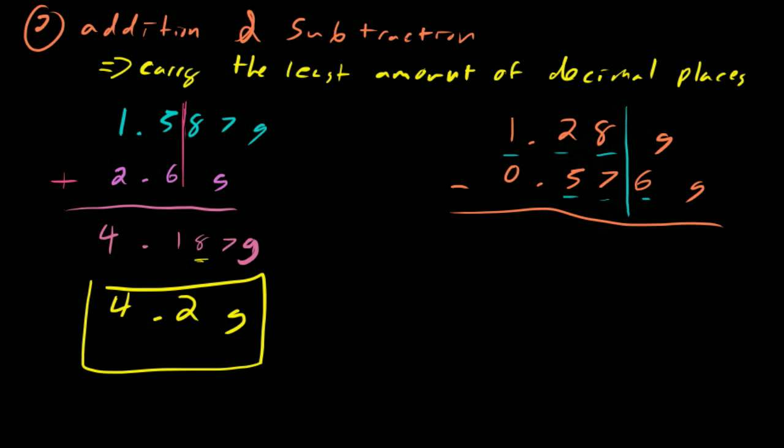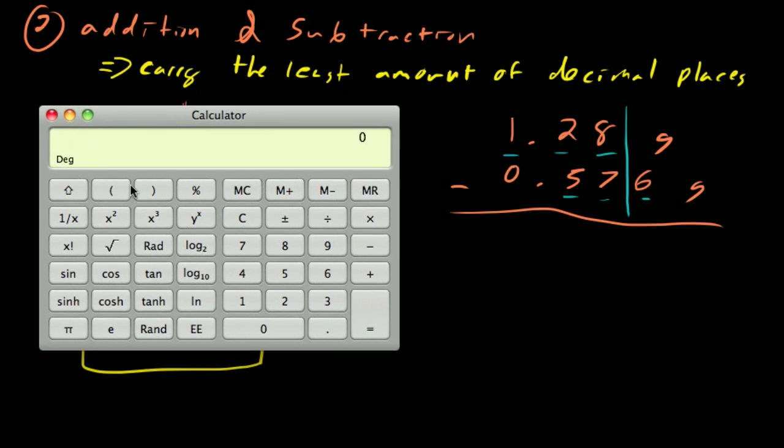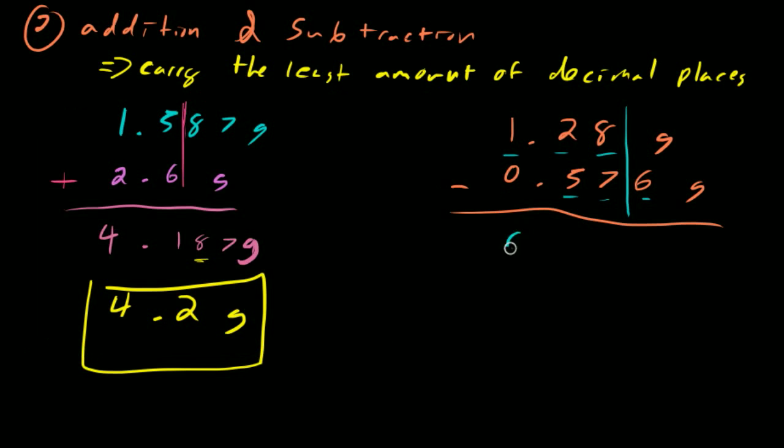So let me get out the calculator again. 1.28 subtract 0.576. So we get 0.704 grams. The only thing, though, is that we can only have 2 decimal places. So even though we started out with 2 numbers that each had 3 significant figures, our final answer is only going to have 2.